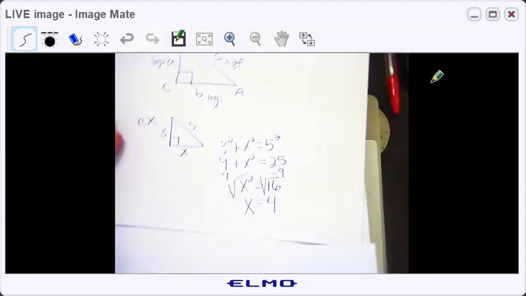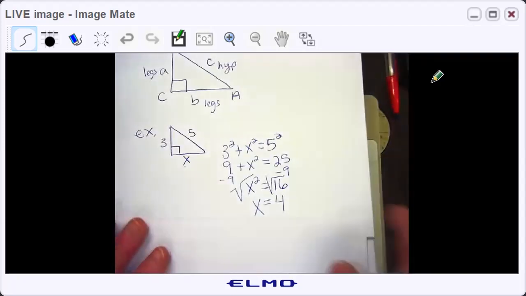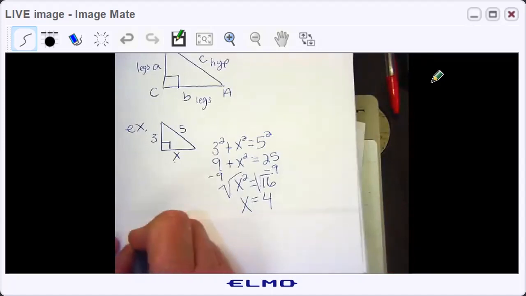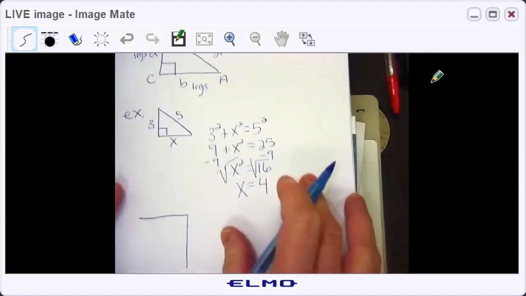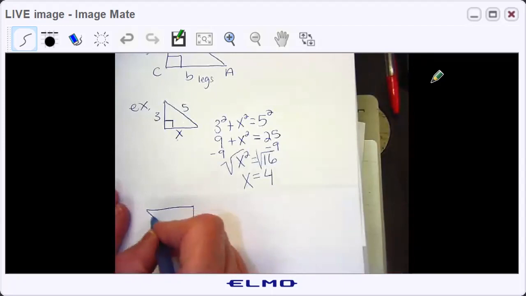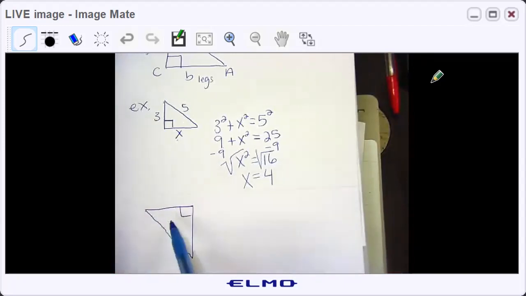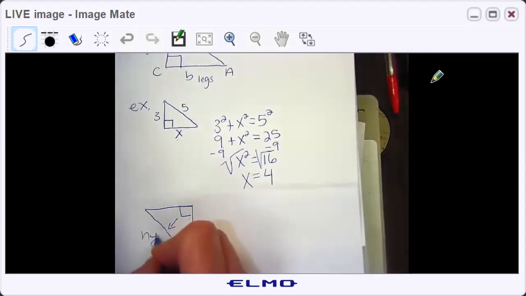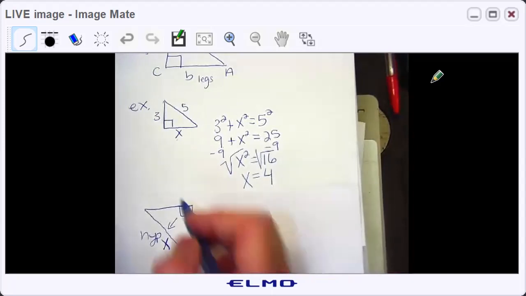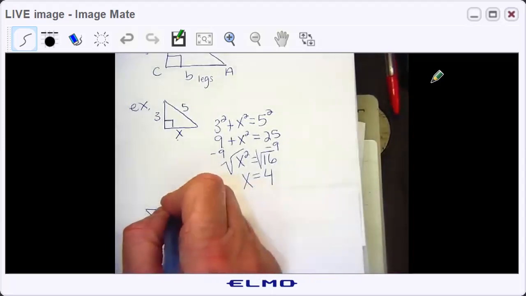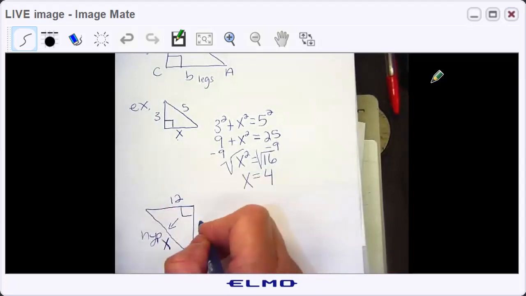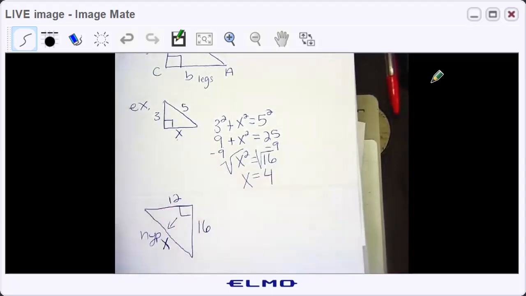So if I have another triangle, I'm going to turn it around a different way. I don't want you to think these things have to be oriented one way. Turn it upside down. You still need to be able to identify what this is across from, and you can draw out from the right angle to help you identify the hypotenuse. This is the hypotenuse. Let's say we're looking for the hypotenuse this time. And let's say this is, I don't know, 12, and this is 16.